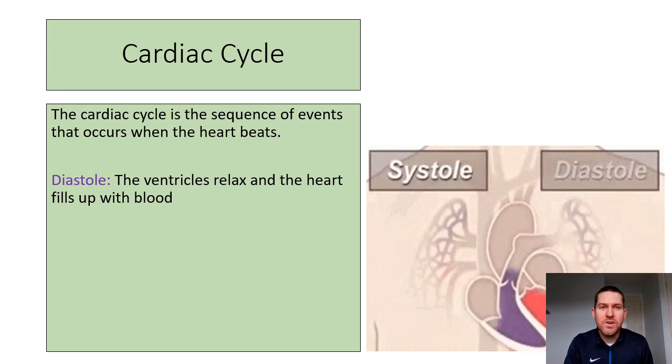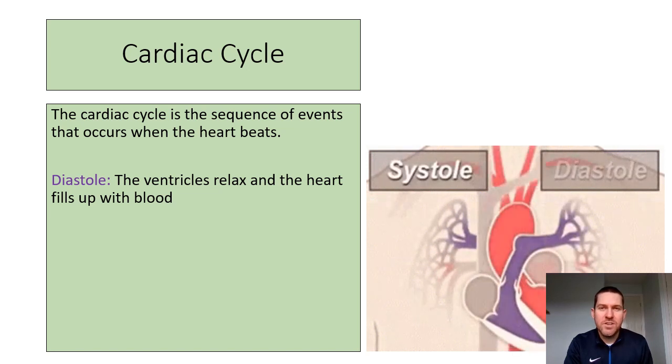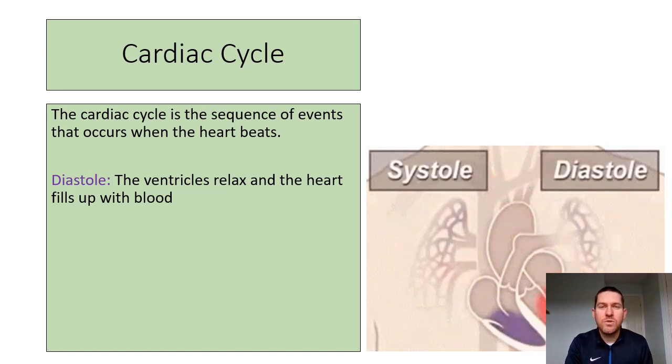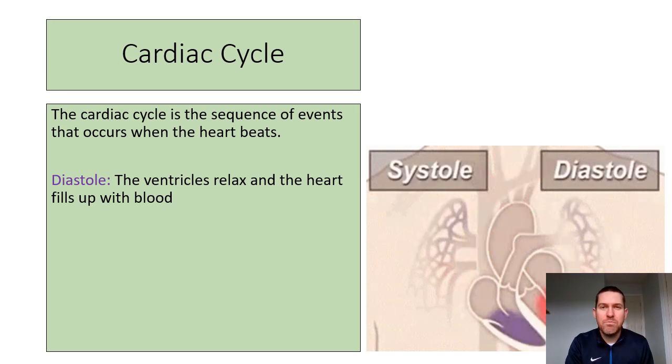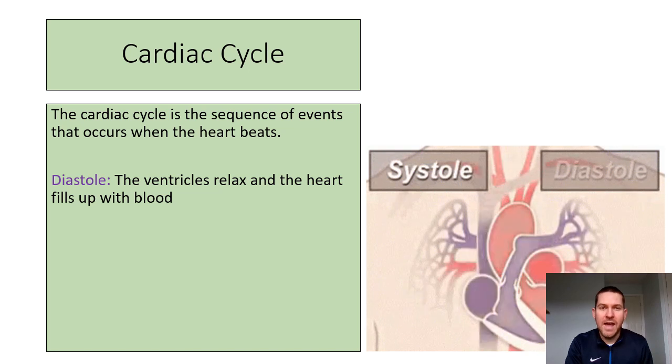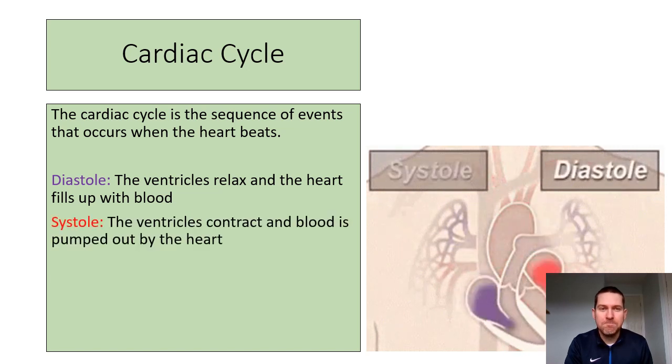So first and foremost, if we look at diastole, this is where the ventricles relax and the heart fills up with blood. So the left atrium and the right atrium during the diastole phase will start to fill up with blood, both oxygenated on the left hand side, deoxygenated on the right hand side, and there they'll then move down towards the lower chambers, the left ventricle and the right ventricle. So diastole is the phase here where the heart isn't contracting, it's relaxing.